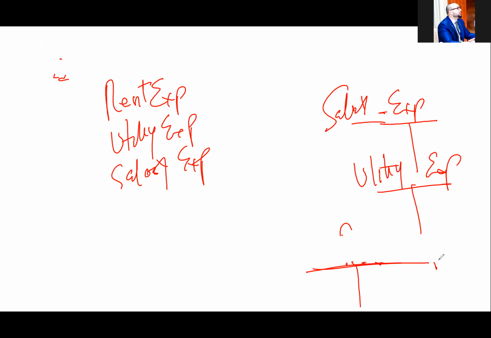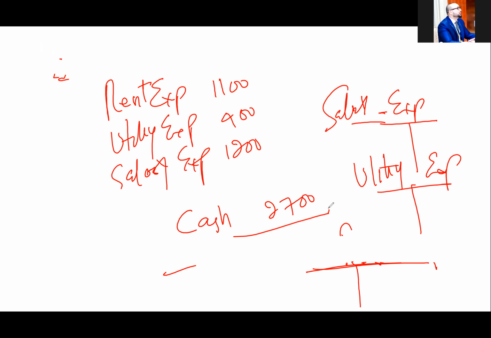Okay, so these all are debited. So what was the common? Common was cash. So you write it down here, 1100, 400, 1200, and that would be 2700. So you see, debit must be equal to credit. So you just add it all down, 1100 plus 400 plus 1200. So you can make a joint entry as well. You make separate entries as well, right?